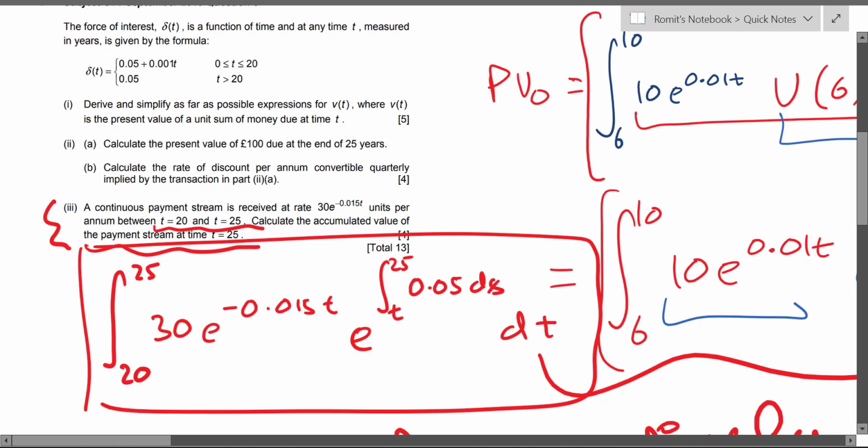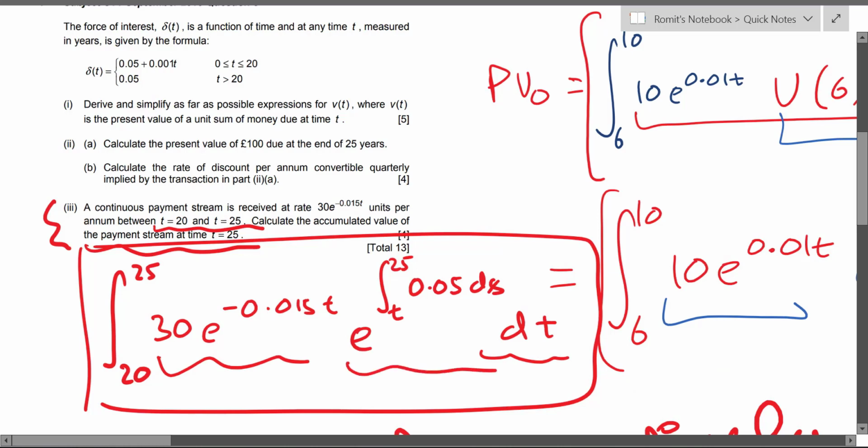Because again, this is a representative payment that is happening at time t, and I accumulate it to time 25, and then when I add all these payments from time 20 to 25, I get the sum of the accumulated value.